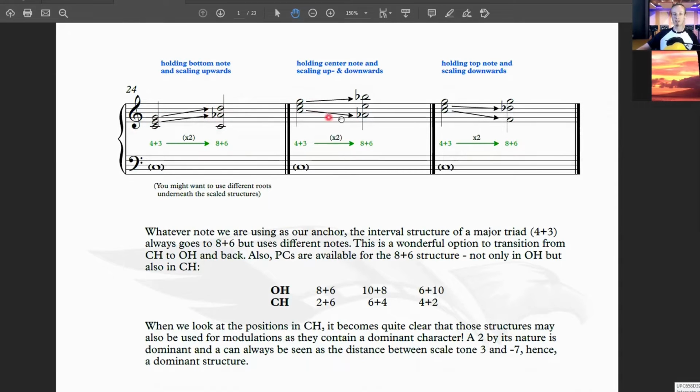The same thing is true right here. This A flat right now, this wants to move down to the G. This B flat wants to move up to the C.